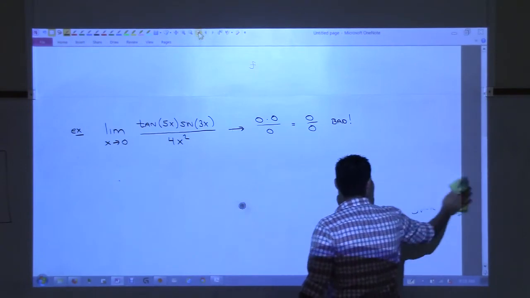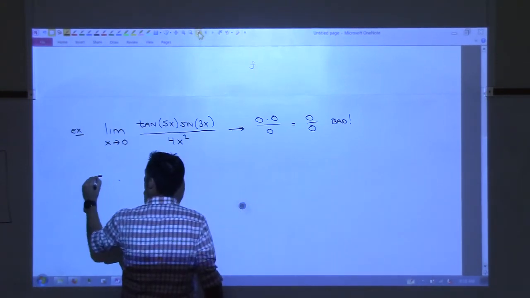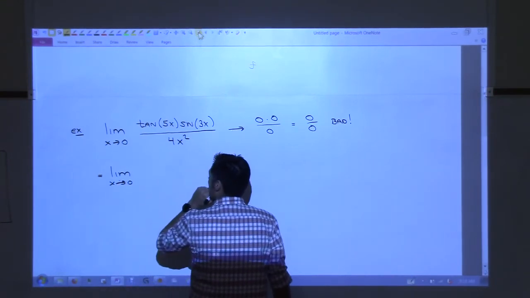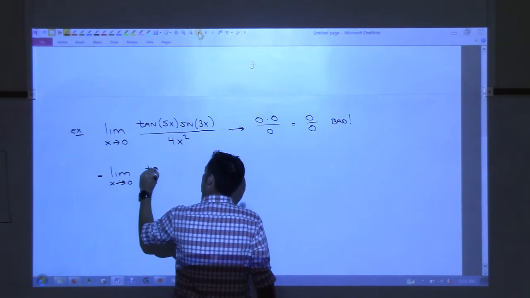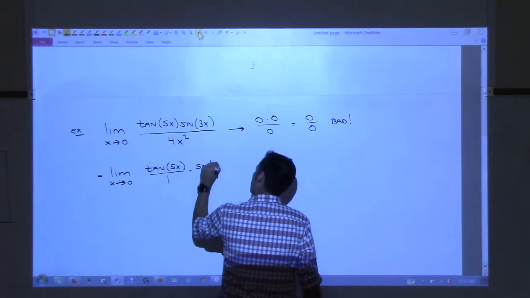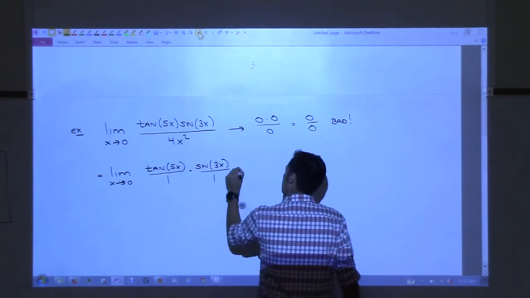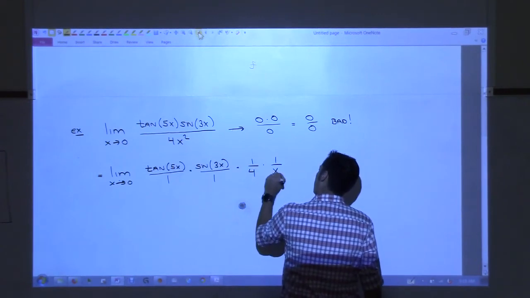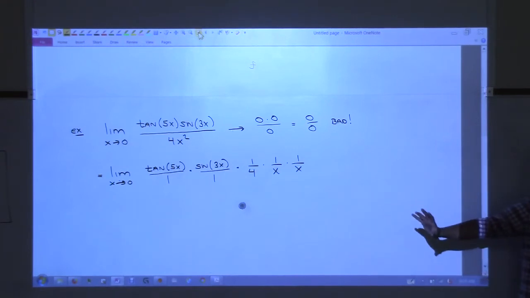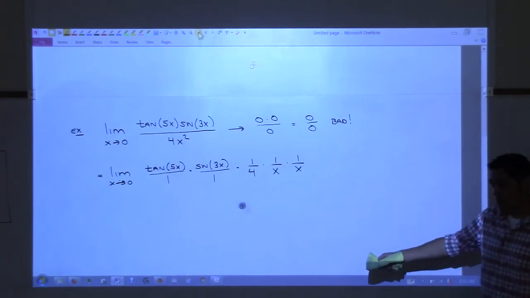I have this bad situation. I'm going to start by rewriting the limit, and then I'm going to start peeling this thing apart. Watch the way I do this. I'm going to write tangent 5x over 1 times sine 3x over 1 times 1/4 times 1 over x times 1 over x. I've totally ripped that whole thing apart, expanded it all out so I can see every single little piece of it. Do you all agree that that's the same exact expression? Yes? Okay.